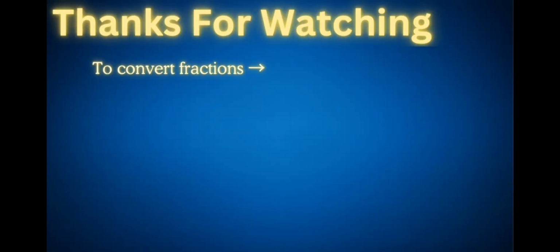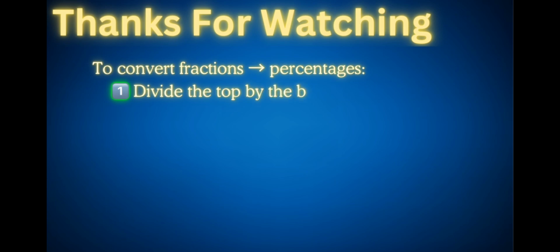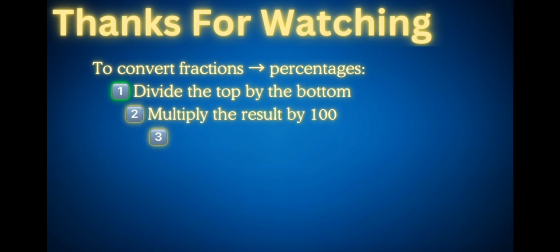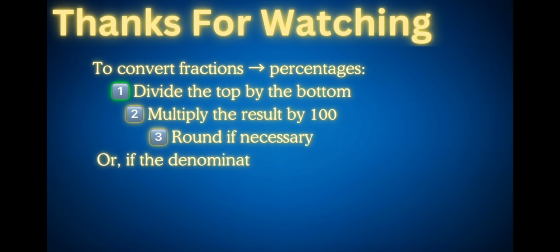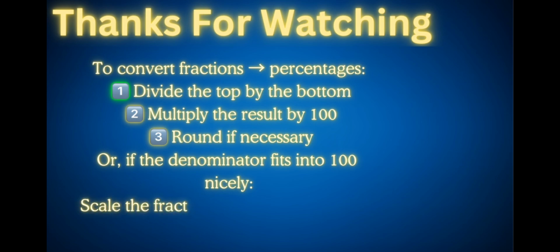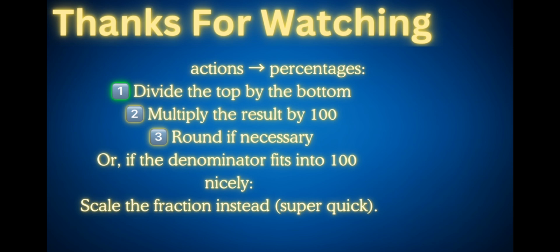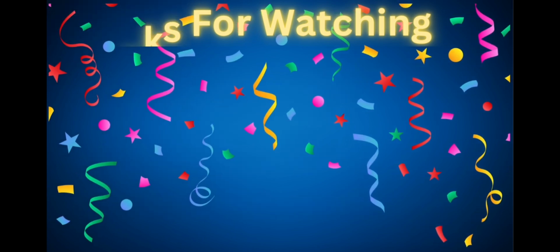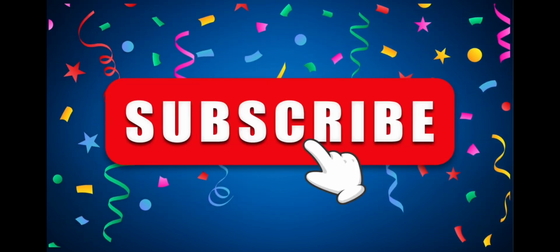Right, let's wrap things up. To convert fractions to percentages, first, you divide the top by the bottom. Second, you multiply the result by 100. And third, you round if necessary. Or if the denominator fits into 100 nicely, scale the fraction instead. It's super quick. Once you know this, converting fractions to percentages becomes automatic, which saves you time in algebra, probability, ratios, and pretty much every GCSE topic.